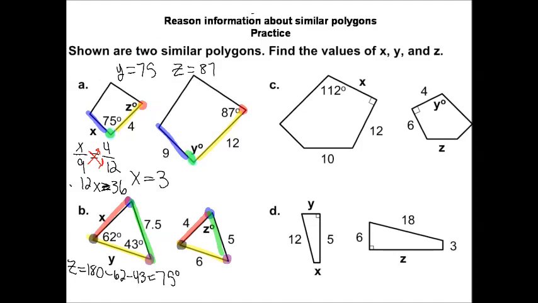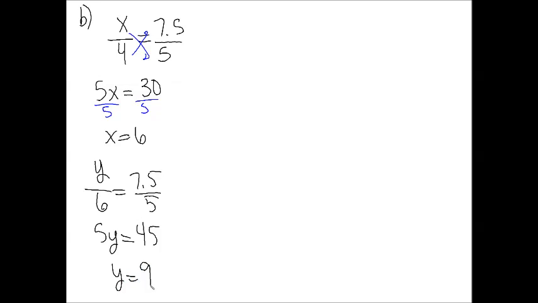Then I come back and do the same thing for y. I have y over 6. And I'm going to go back to the 7.5 over 5. If at all possible, don't use the x over 4, because even though I now know that that's 6 over 4, if I did this wrong, that'll make my y automatically wrong. So I get 5y is equal to 45. Divide both sides by 5, and you get that y is equal to 9. So far, okay?